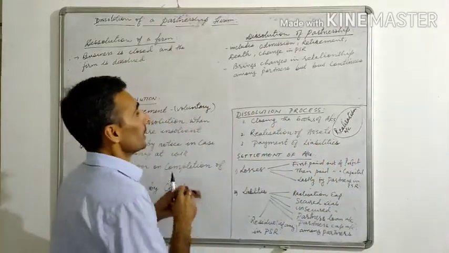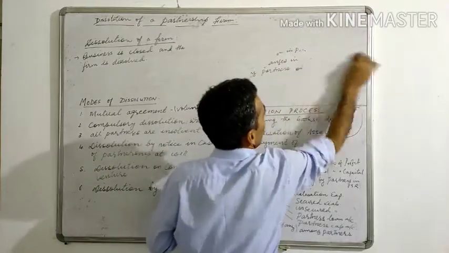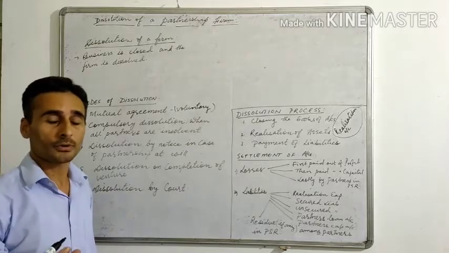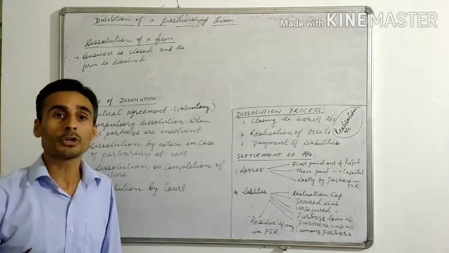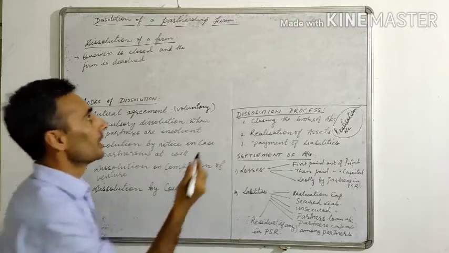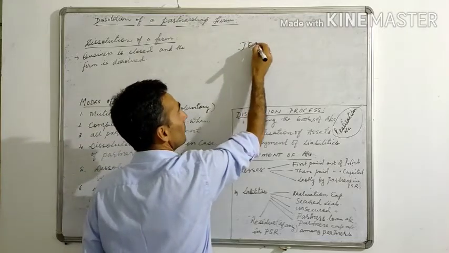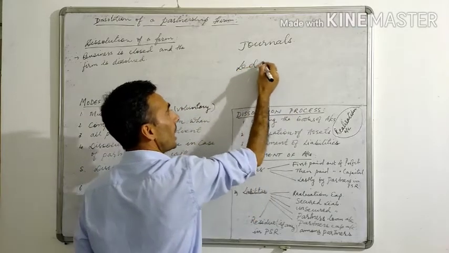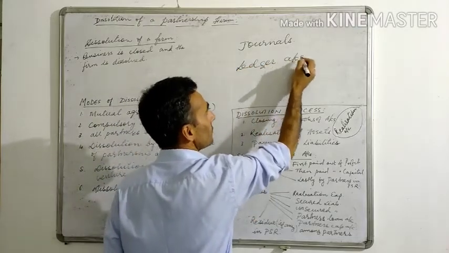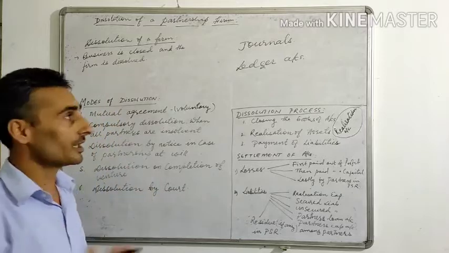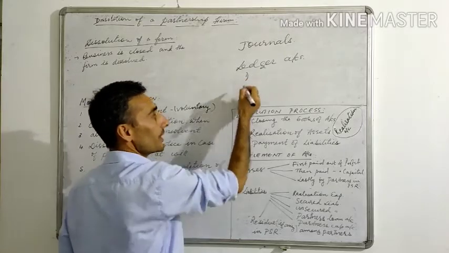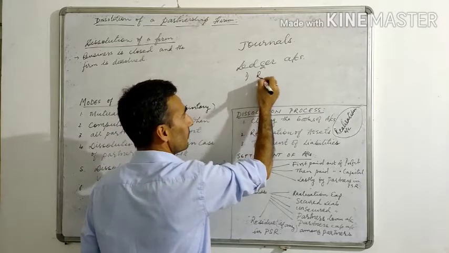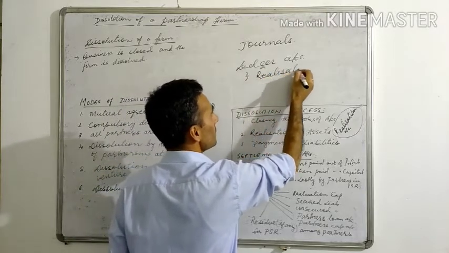Now, in this chapter, what you will be asked in the question is, either you will be asked to write journals or you will be asked to prepare ledger accounts. Now, the necessary ledger accounts that you will be required to prepare here are: first, realization account.